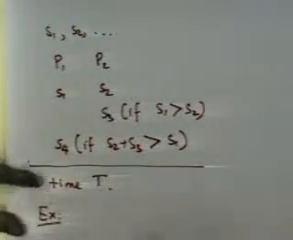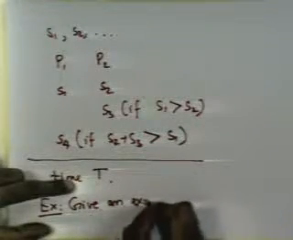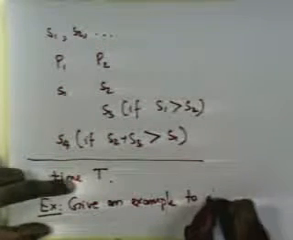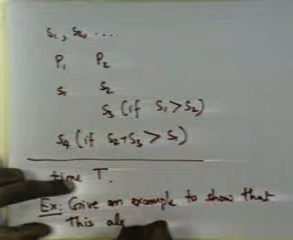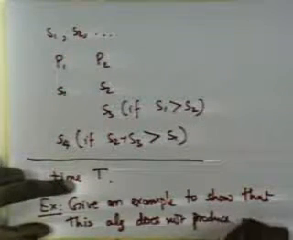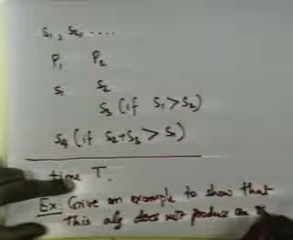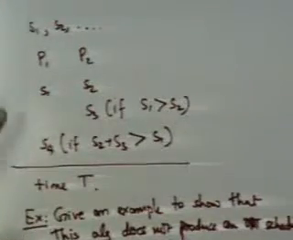and the boss says fix this. So at this point I would like to give you an exercise. Give an example to show that this algorithm does not produce an optimum schedule.